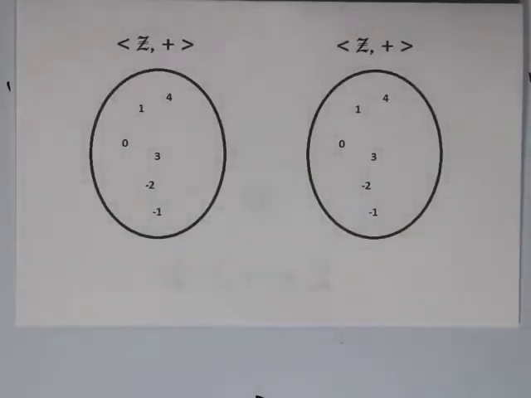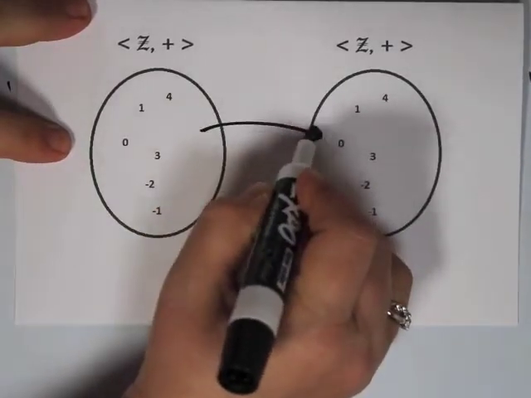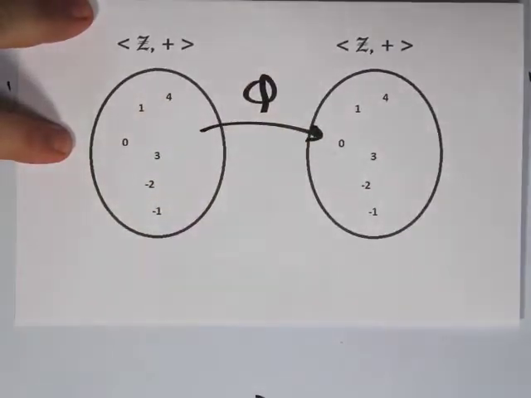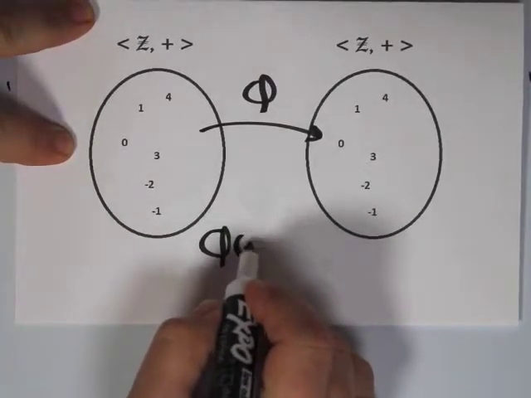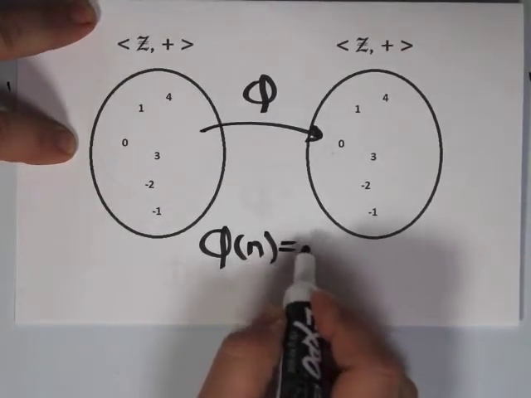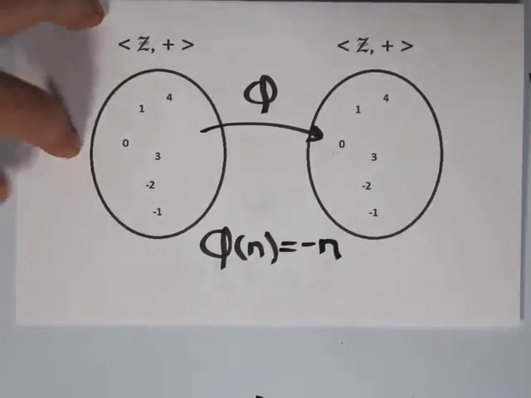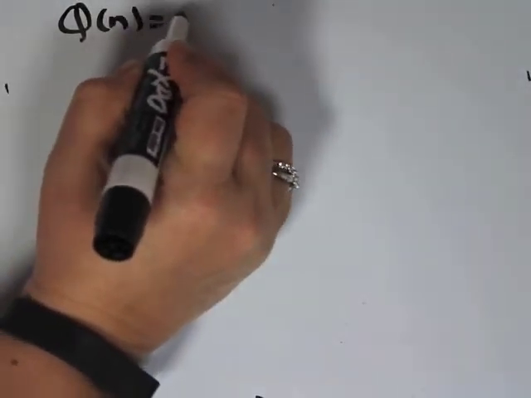This time I'm going to discuss a mapping that does work. I'm going to use a mapping, I'll call it phi. This mapping will work in establishing an isomorphism from the group of integers under addition to the group of integers under addition. I'm going to let phi of n equal negative n. Alright, let's look at why, and I'll show the proof. So let's say phi of n equals negative n.